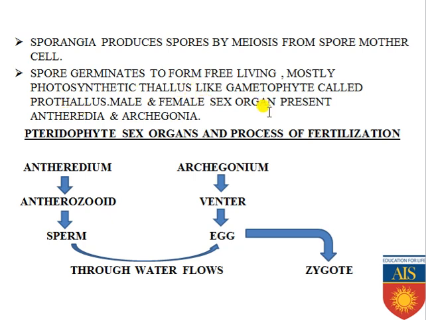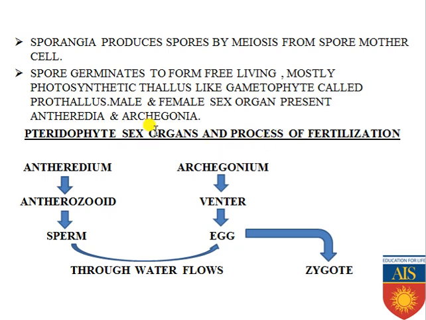They have male and female sex organs, and the male sex organ is commonly known as antheridia and the female sex organ is commonly known as archegonia. So we need to keep these two terminologies in our mind: antheridia is the male sex organ and archegonia is the female sex organ. Next point is pteridophyte sex organs and the process of fertilization.